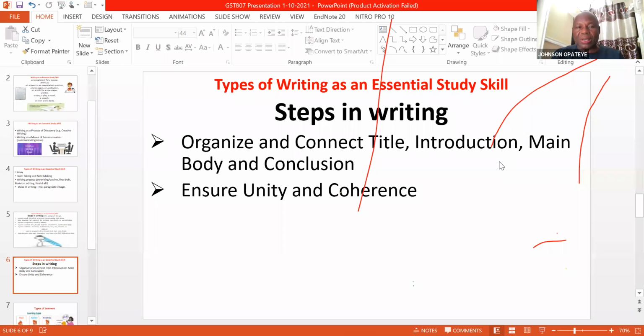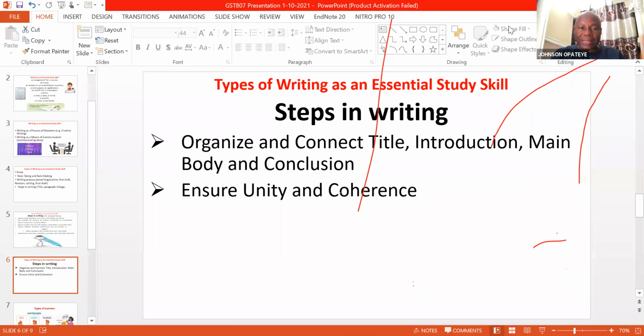Then you have the main body. The main body is when you write every point you want to put into the writing. And of course, after your main body, you do your conclusion. And your conclusion must bring in the summarized inference of the whole writing that you have done. Then you need to ensure unity and coherence when you are writing. Unity is very, very important. You need to be coherent, and therefore your ideas must be united.